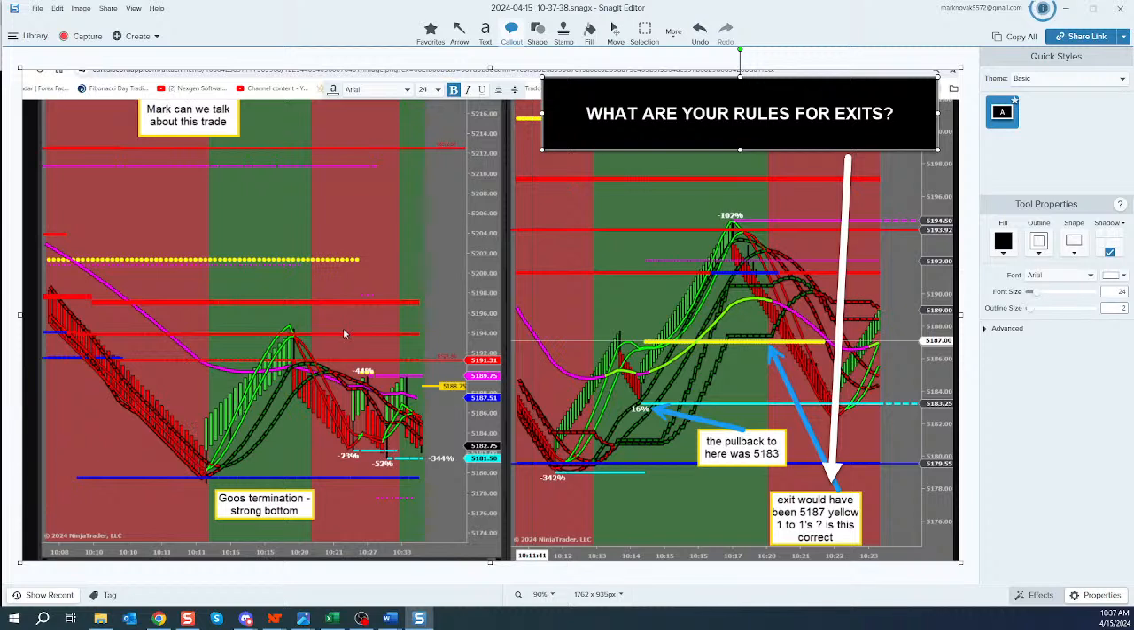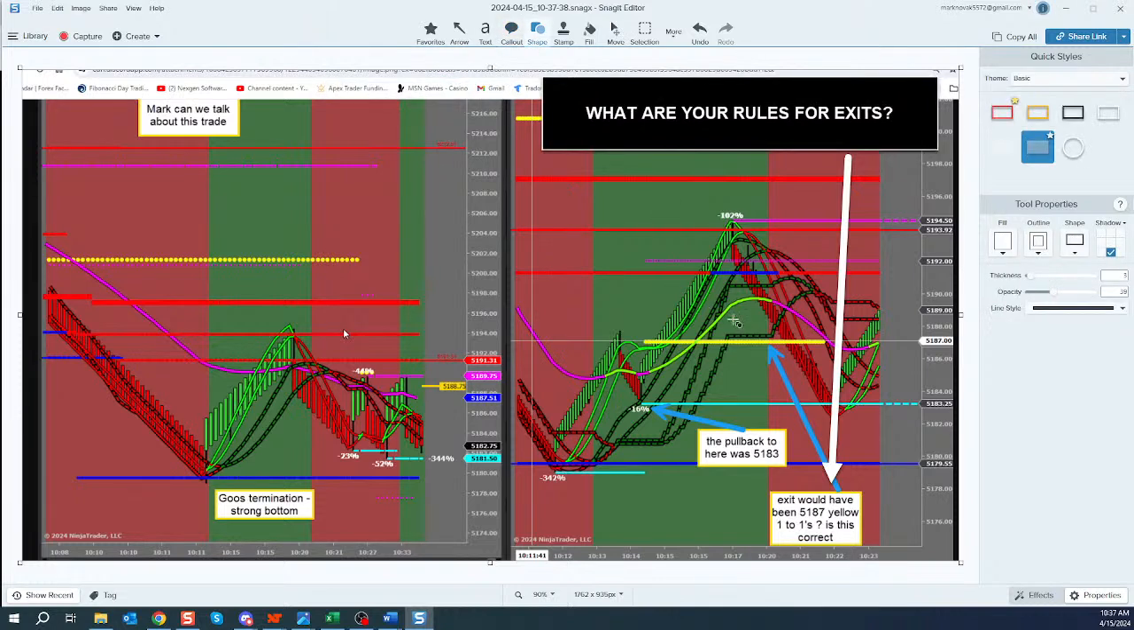What are your rules for exits? You said that your exit would have been at the 1-to-1s. I say the 1-to-1s are support inside of favorable large triggers after a good bottom with odds favorable momentum. I probably wouldn't exit there.